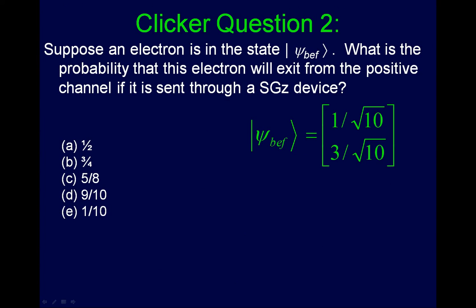So here's the next one. So suppose an electron is in the state psi before. What is the probability that this electron will exit from the positive channel if it is sent through an SGZ device? So give this a try, and we'll talk about it in a little bit.